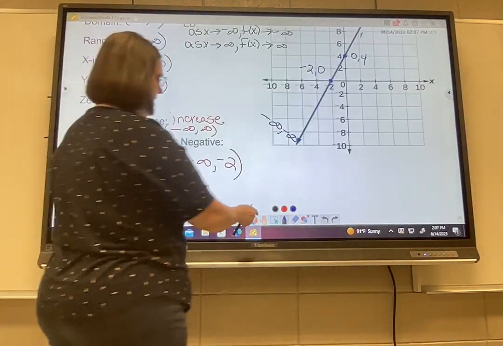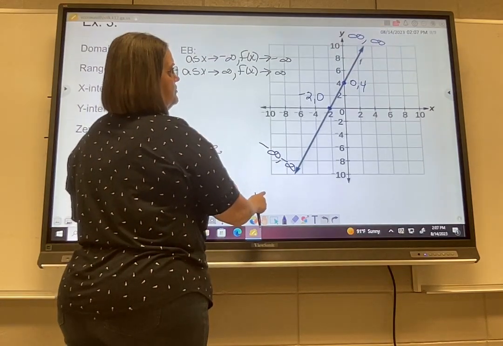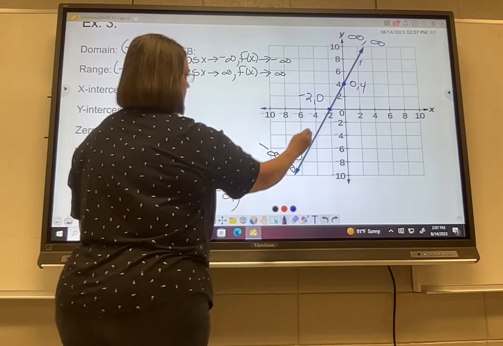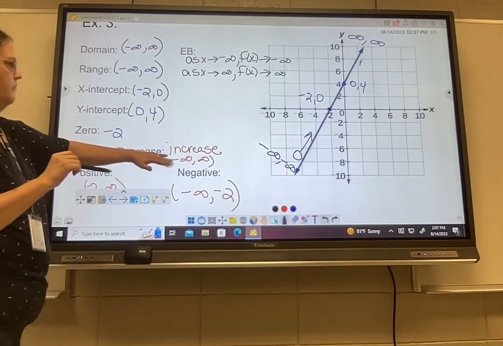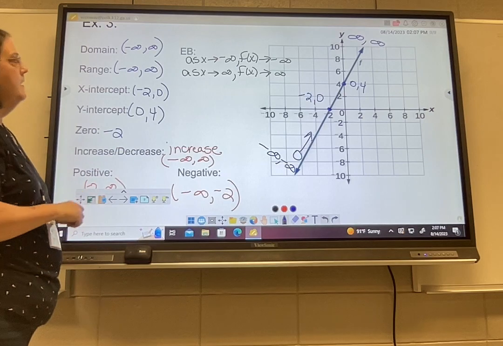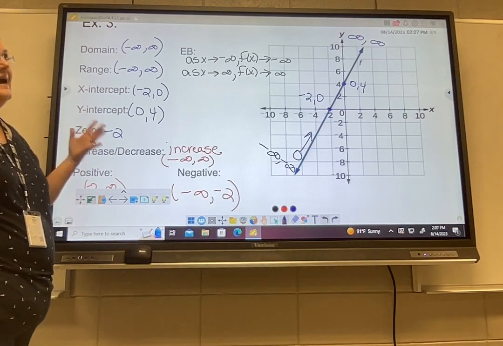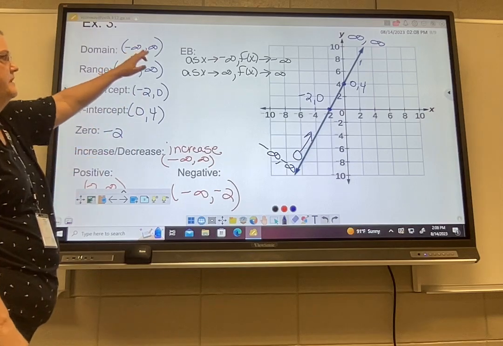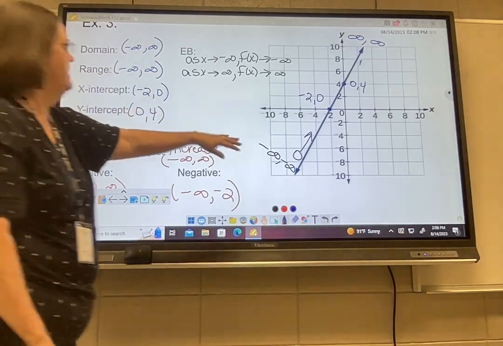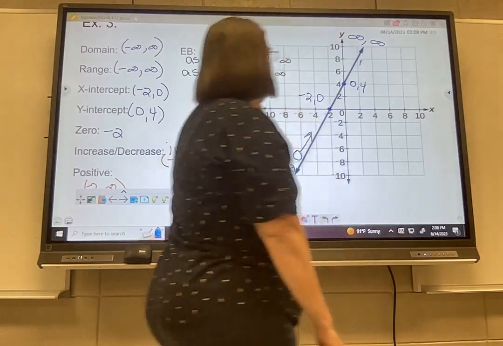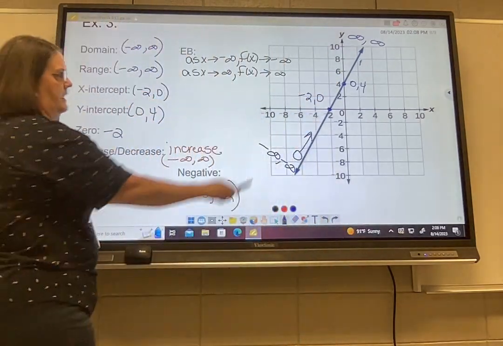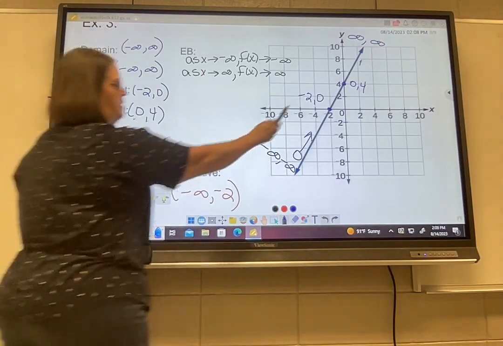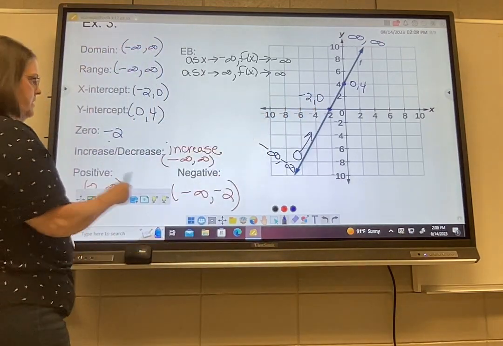Okay, one more. We have this function here, same thing, but this function is increasing instead of decreasing. So if I put my rock here, this one's going up, it's increasing all the way from negative infinity to infinity. Now my domain and range on any line, unless it has endpoints, is going to be negative infinity to infinity. So when there are arrows, that's what it's always going to be. My x-intercept is negative 2, 0. That makes my 0 negative 2. My y-intercept is 0, 4. And I've already gone over increase.